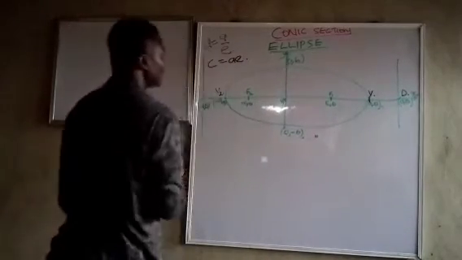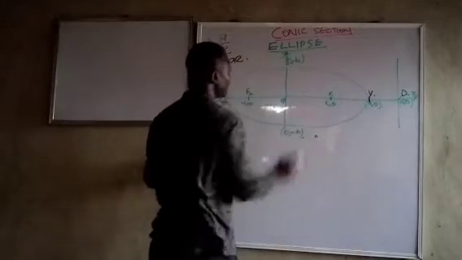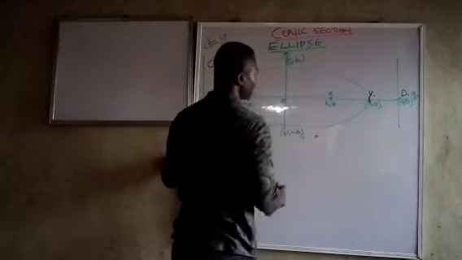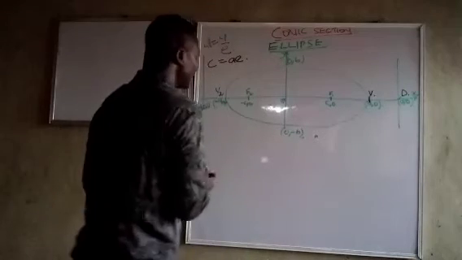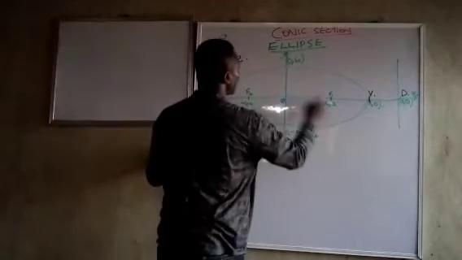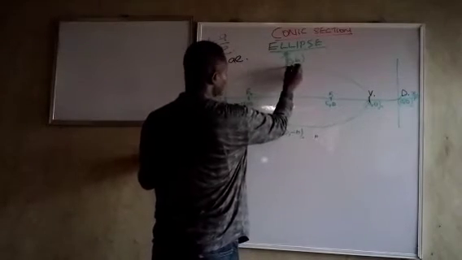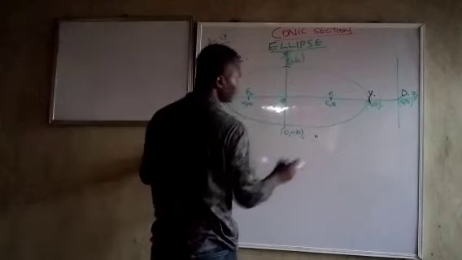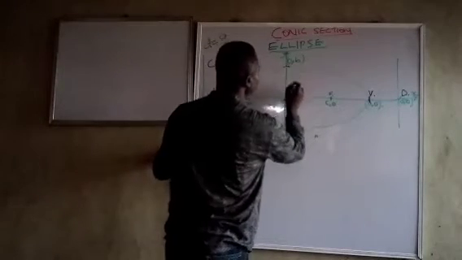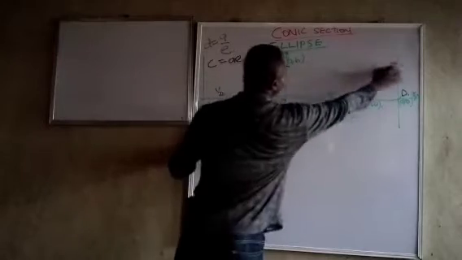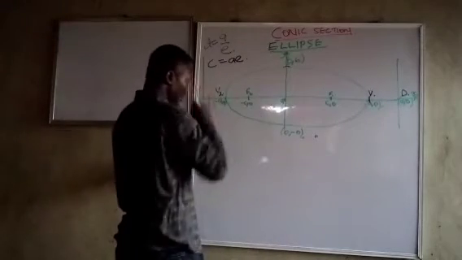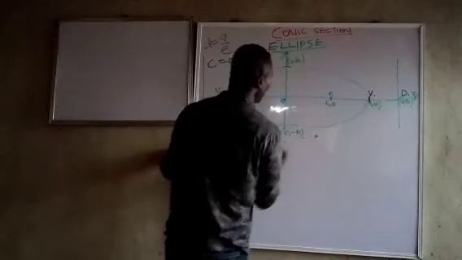Now, what's the relationship between B and A at the same time? B is the co-vertex, sorry. The ratio of the distance of B from C and the distance of B from D is also E. So let's work on that.